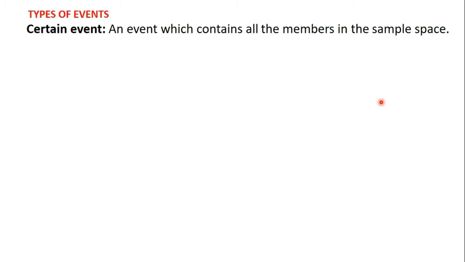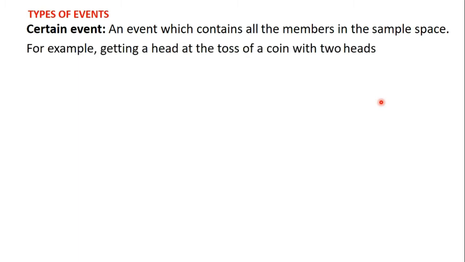The first type of event we are going to consider is certain event. A certain event is an event which contains all the members in the sample space. Let's take this as an example. For example, getting a head at the toss of a coin with two heads.